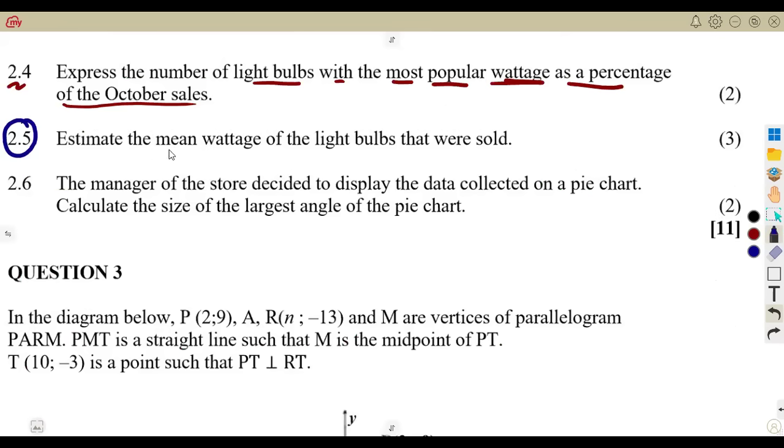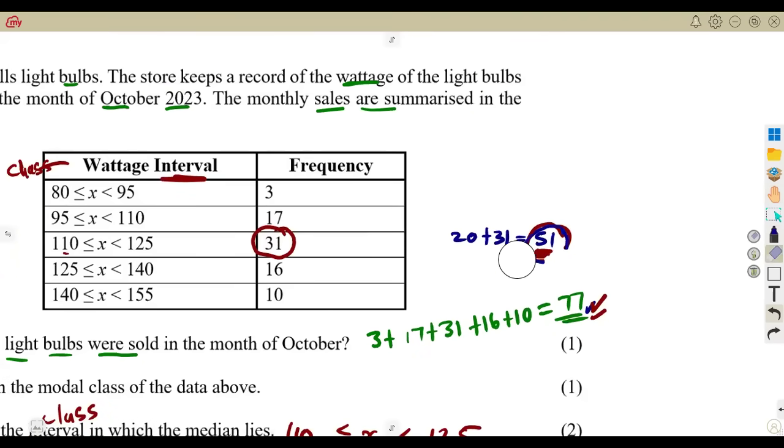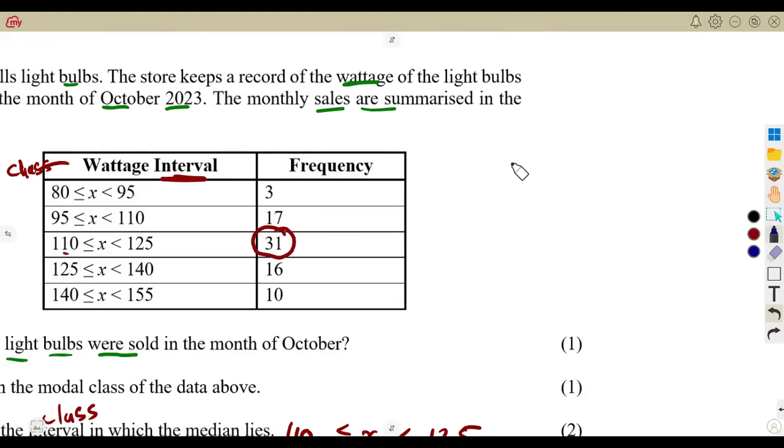2.5, estimate the mean wattage of the light bulbs that were sold. The mean. This time we are dealing with grouped information. Under ungrouped information, we're just taking our values to say this is the mean, we just add the sum of x over n. But this time, we are going to notice that the mean is given by the sum of the product of the frequency and the class midpoints over the sum of the frequency.